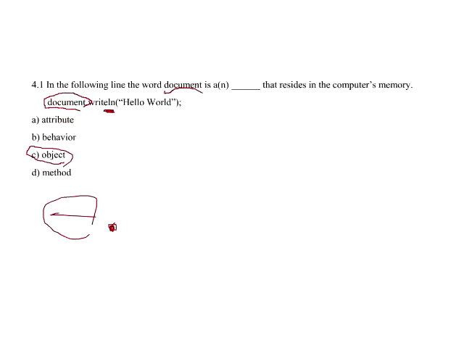No, I don't mean the description. I mean is it an attribute, behavior, object, or method? Yes, sir? Yes, right. A method, yes, right line and one. Right line is a method. So the first document is an object. After the dot, it will be a method.